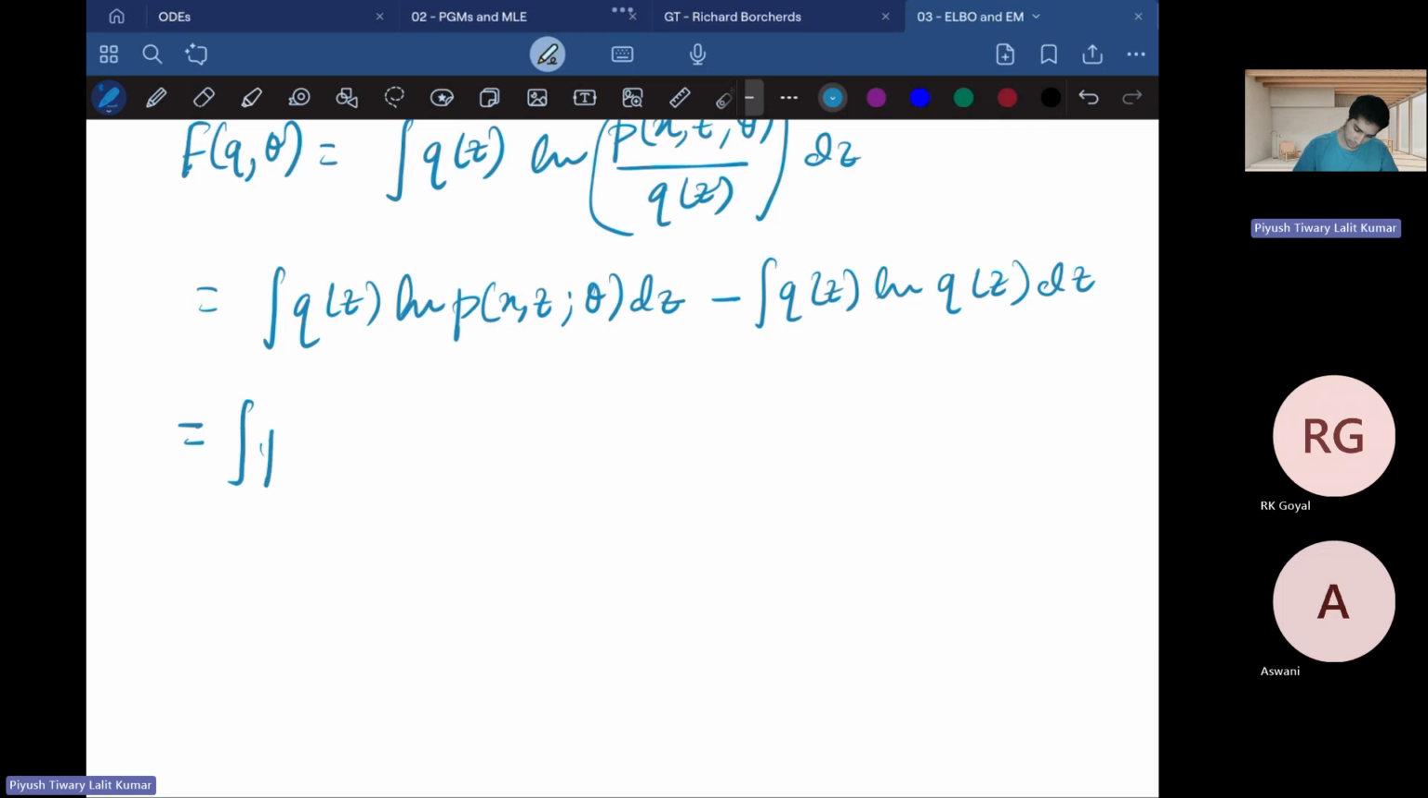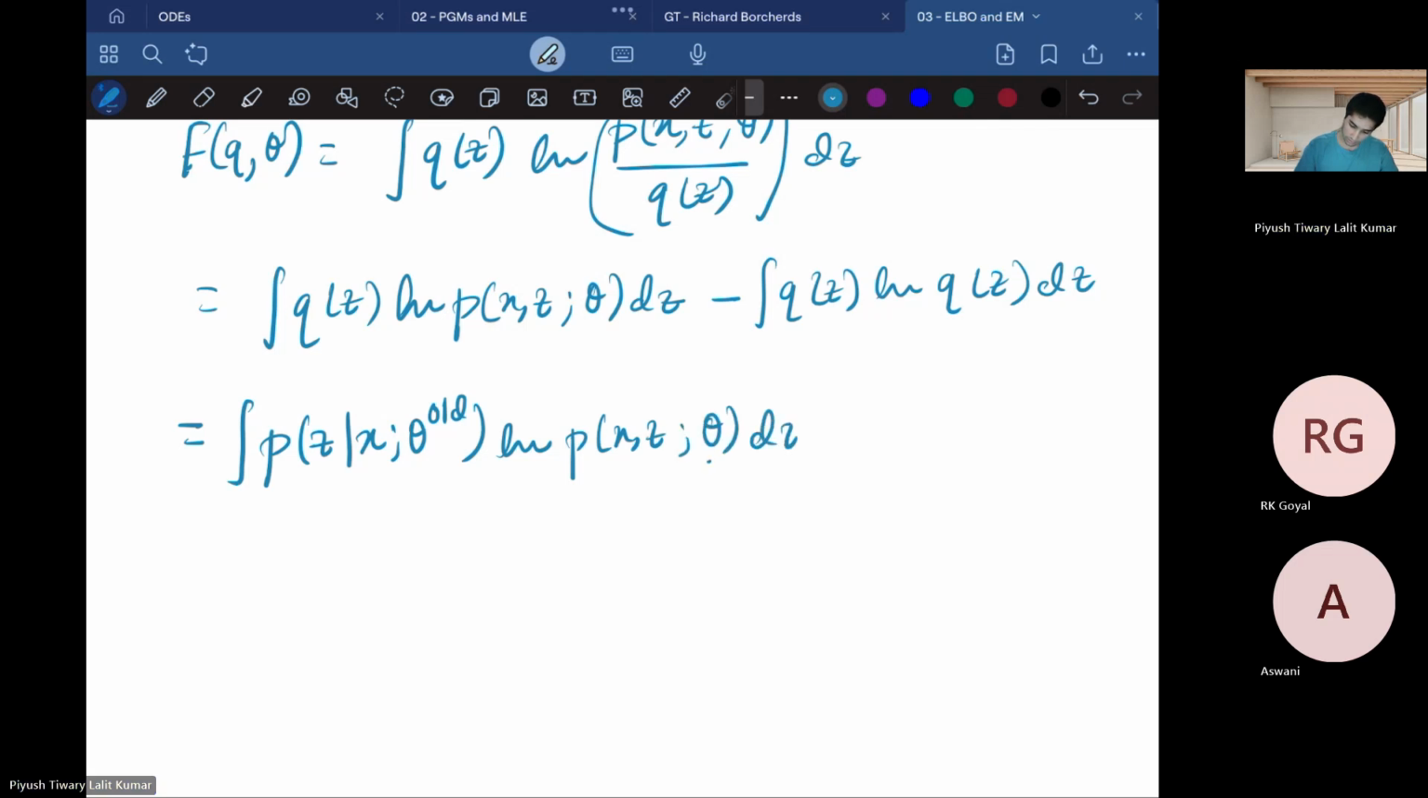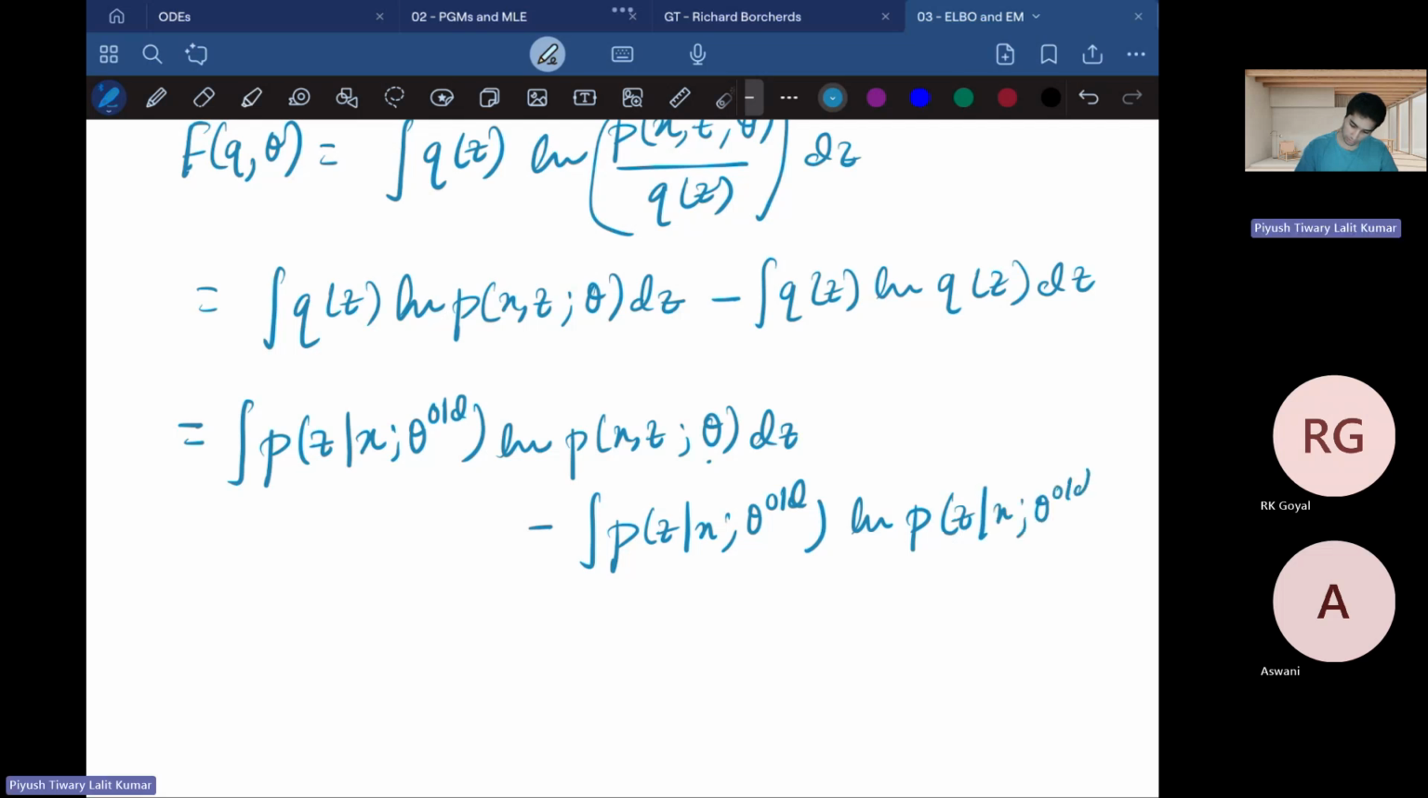Again, if we substitute Q of Z to be this, what will it become? This is the integral of P of Z given X theta old, ln P of X comma Z theta. Remember, this is theta, not theta old. Minus the integral of P of Z given X theta old, ln P of Z given X theta old dz. I hope this is clear.